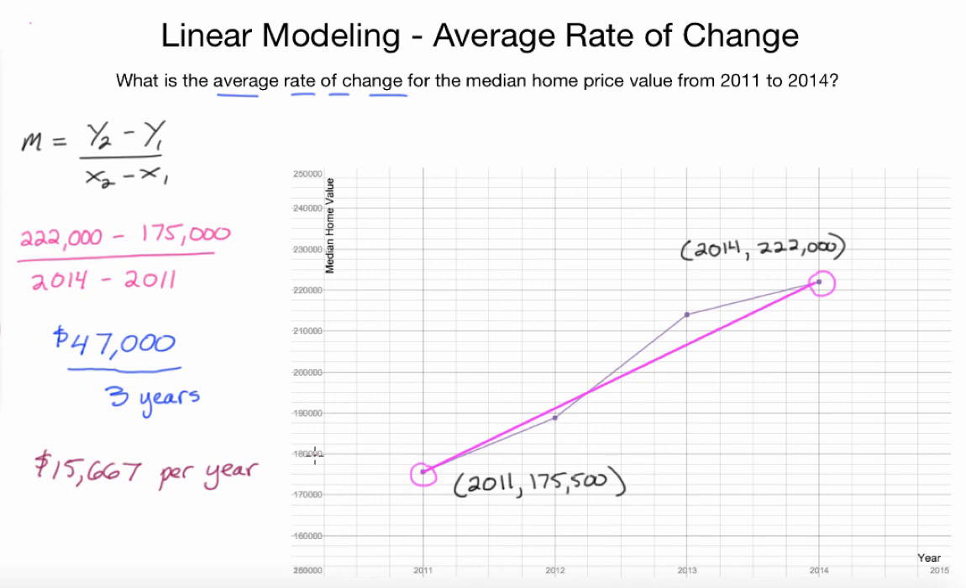So hopefully this is a helpful problem for understanding what to do when you see the words average rate of change. When you're finding the average rate of change, you're picking 2 points, and you're just trying to find the slope of the line between those 2 points.